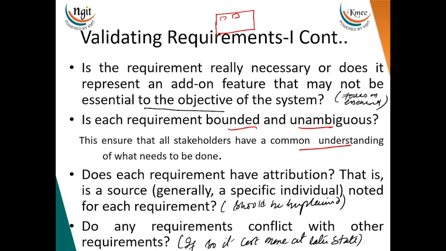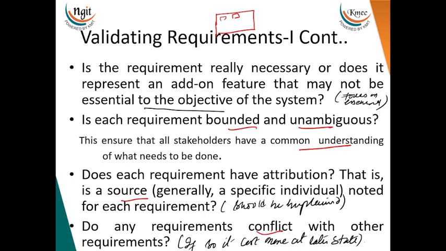Does each requirement have an attribute? If that requirement has an attribute, it has to be explained clearly: the specification, and from where, what is the source of this one? Each requirement is noted down and explained properly. Do any requirements have a conflict? If there is a conflict, you have to modify and rectify it.